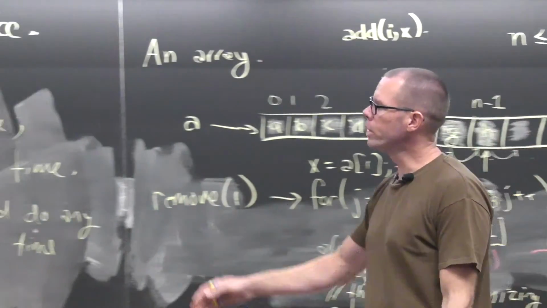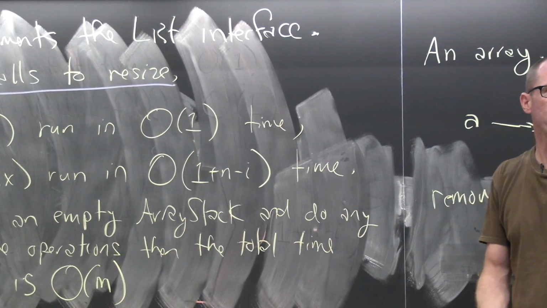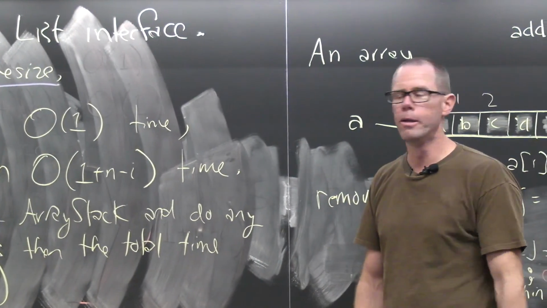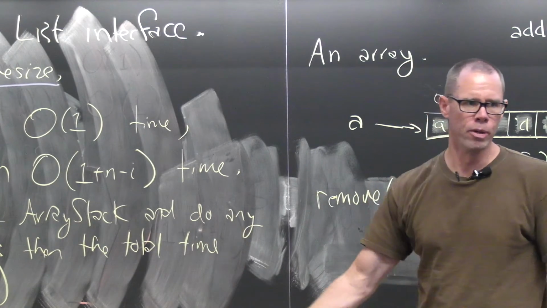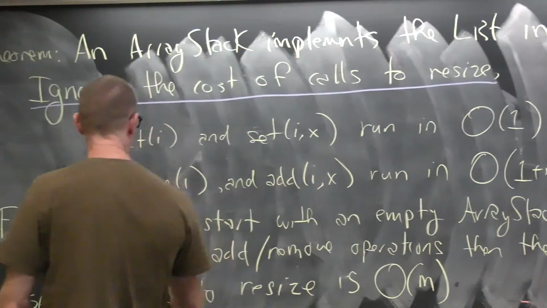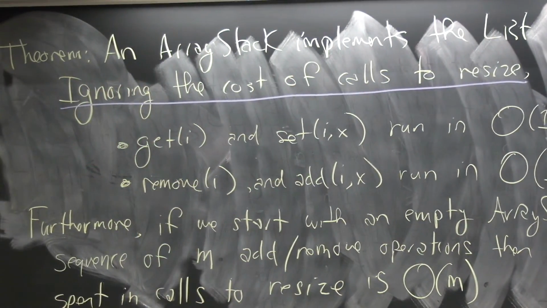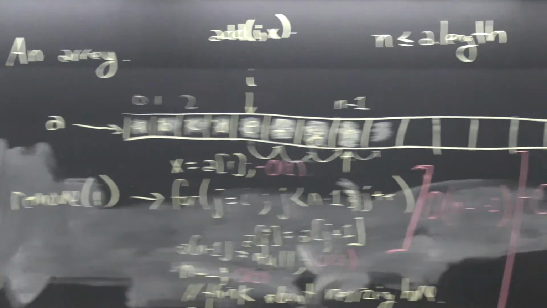How much is the cost of resizing for one of these operations? In an individual operation, I can't tell you. It might be big, might be small. But over a whole sequence of operations, when we add them all up, we can tell you the average. The average is O of m divided by m, which is just a constant. All right, so let's see how we would prove something like this.